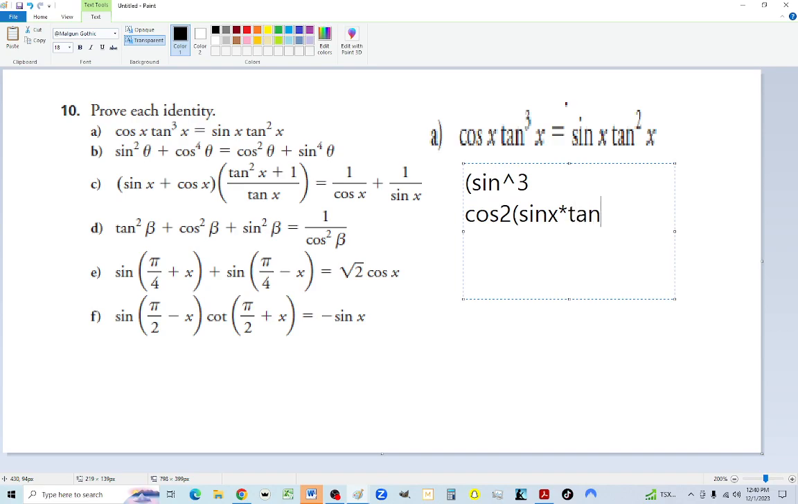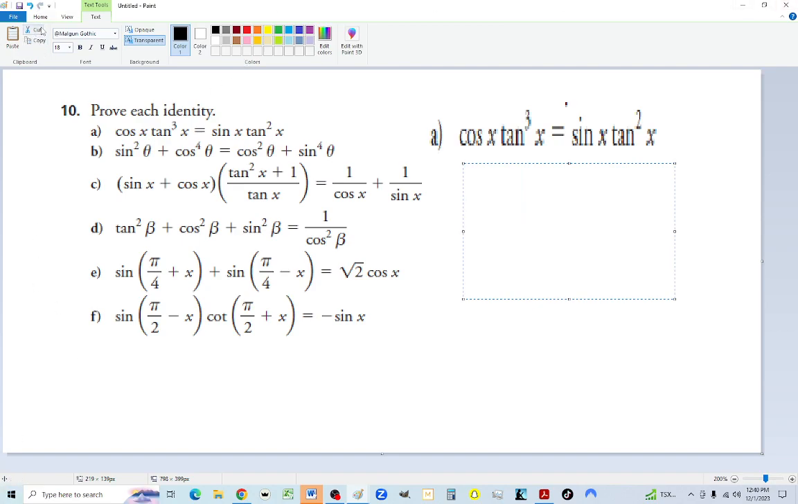And remember that tan squared is sine squared over cos squared. So the cos squareds disappear. You're left with sine squared. And sine squared times sine is sine cubed. Left side equals right side. B. B is actually very easy.